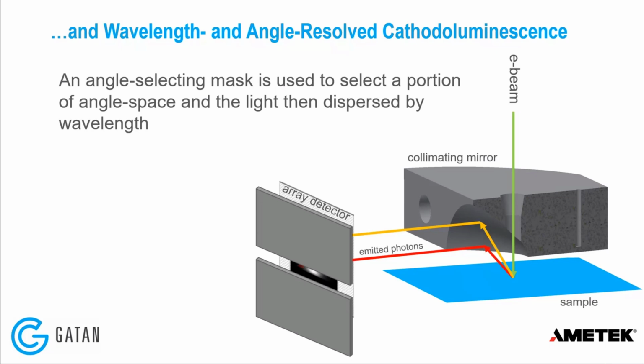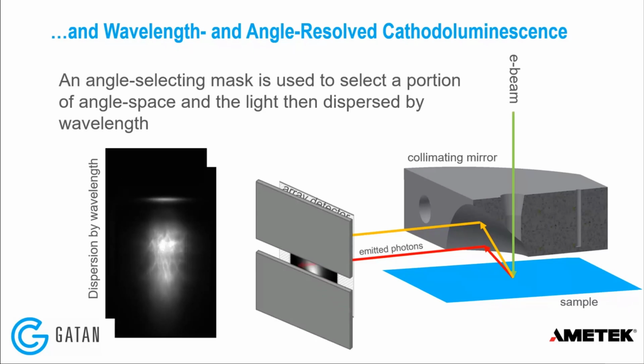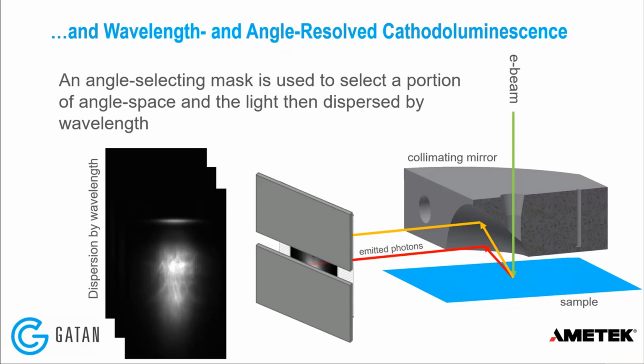And we disperse that through an aberration corrected spectrograph to collect a data set which is dispersed by wavelength and has some kind of pseudo angle information. So we have a two-dimensional data set, which is wavelength and angle. We could then serially scan through the full angular range, collecting the entire angle space, so collecting wavelength spectra from each emission direction.